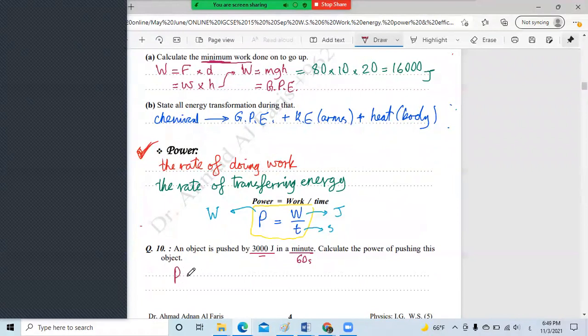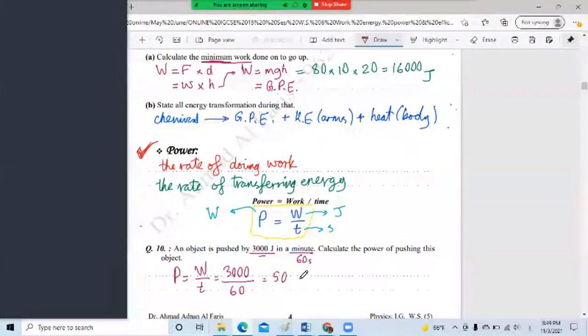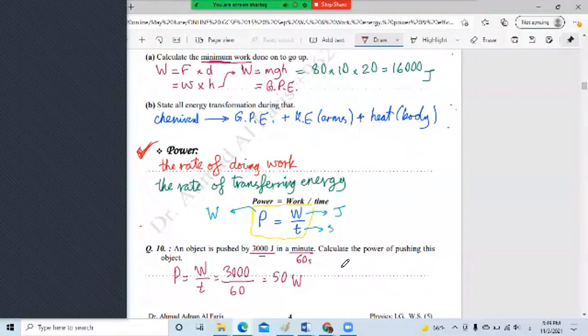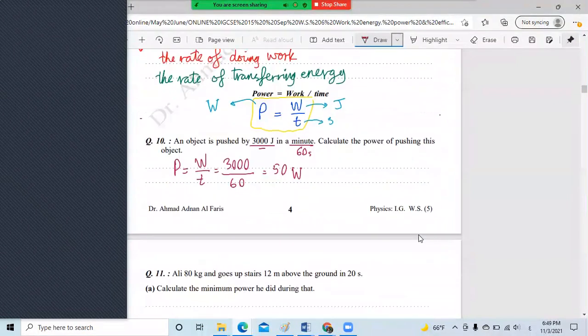Now we know that power equal work over time, which is equal 3,000 divided by 60, and the answer will be how much? It will be 50 watt. Okay, good. Write this down.